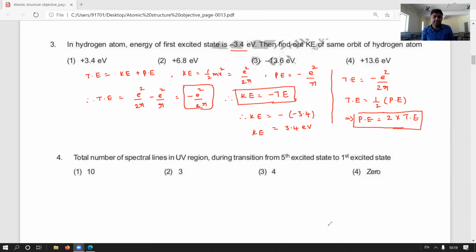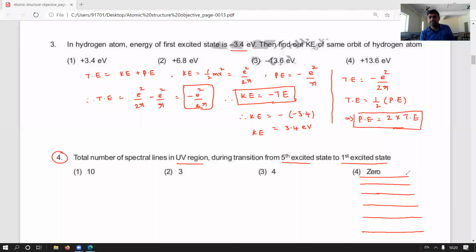Okay students, let's see the fourth question. Fourth question: total number of spectral lines in the UV region during the transitions from fifth excited state to first excited state. First, we'll discuss the energy levels. Let's see this: 1, 2, 3, 4, 5, 6. These are called energy levels.